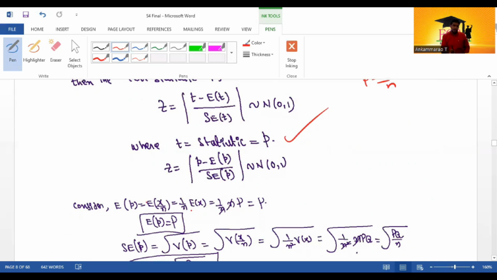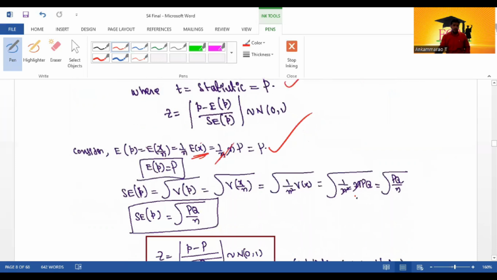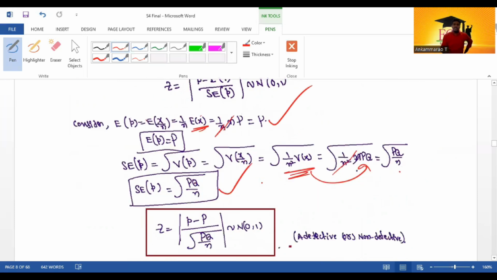Expectation of 1 by n times x is 1 by n into expectation of x. Expectation of x is np. The n's cancel, then we get capital P. The standard error of small p equals the square root of variance of x by n. Variance of 1 by n times x is 1 by n square into variance of x. Variance of x is npq, the n's cancel, then we get pq by n. So the standard error of small p equals the square root of pq by n. Therefore Z equals small p minus capital P by the square root of pq by n, which follows N(0,1).